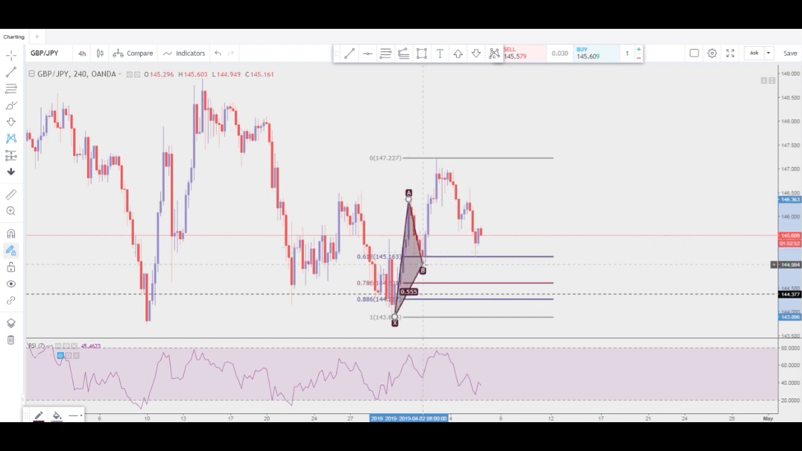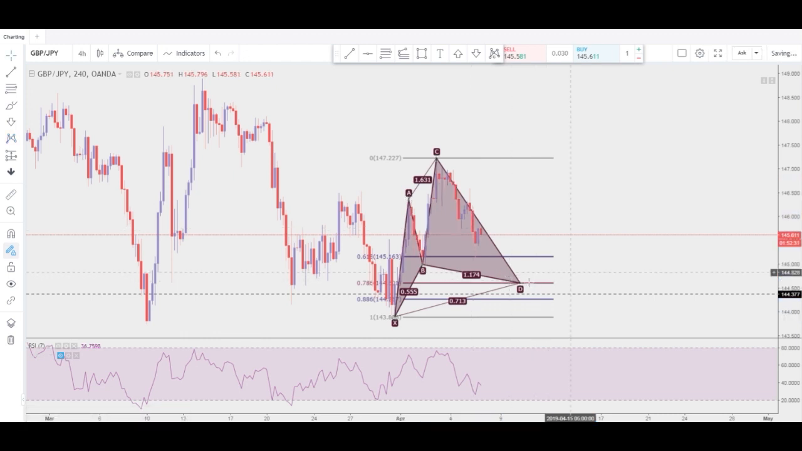to B, B to C, and CD completion at the 786 right here at 144.60s. Now if price does push down, I'll be looking to buy this up at this level on the 4-hour time frame. My stops again going below X, and I'll be taking conventional targets at 38.2 and 61.8 retracement level. That is what I'm looking at on this pair.